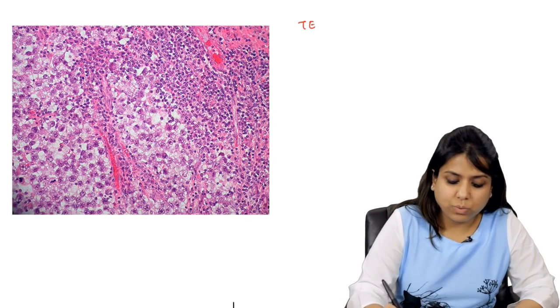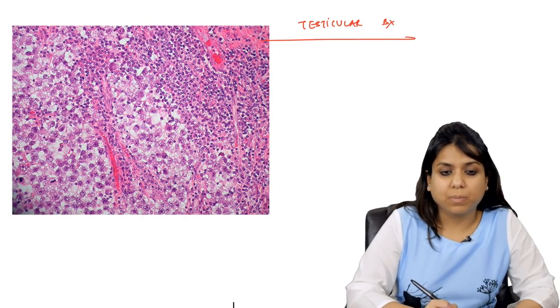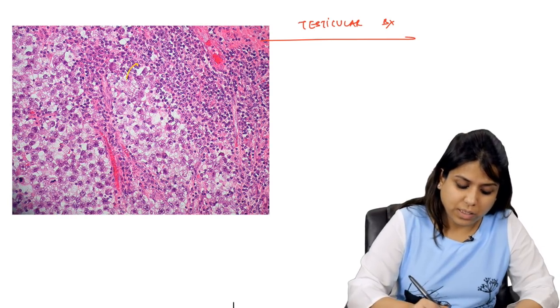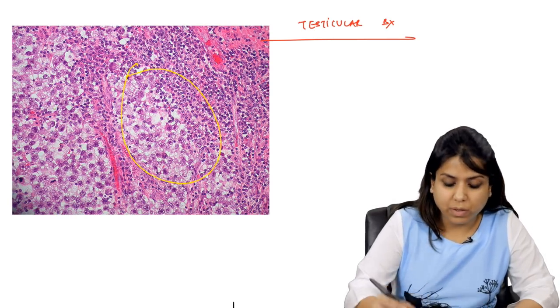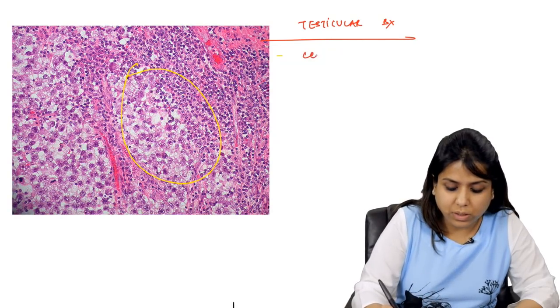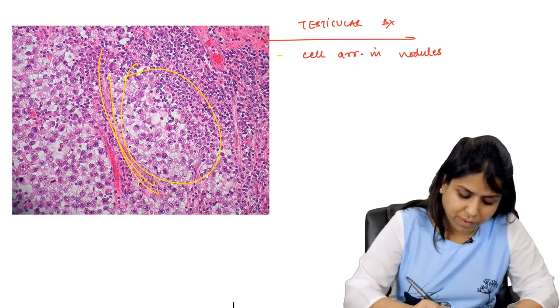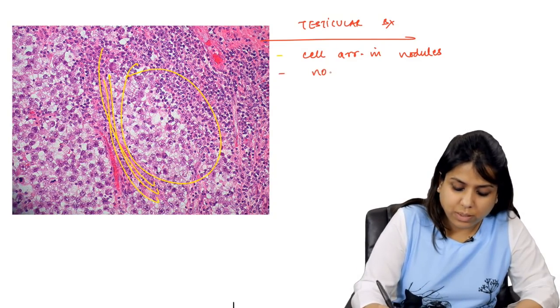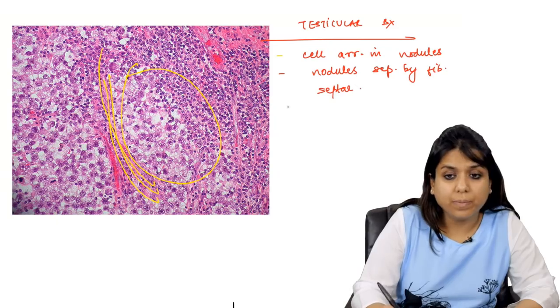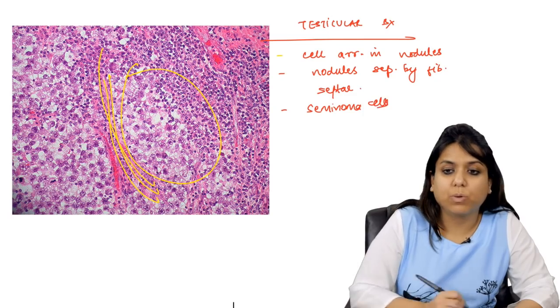Next, this is, students, a testicular biopsy. This is a biopsy from the testis. The characteristic feature is cells which are arranged in nodules. These nodules are separated by fibrous septa. We can appreciate the fibrous septa. In between these nodules there are cells which are called seminoma cells.